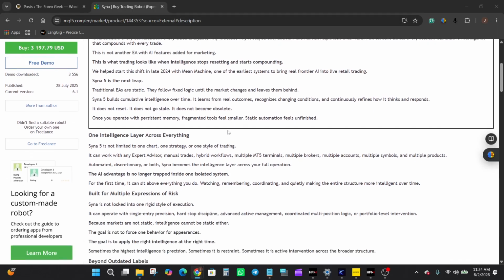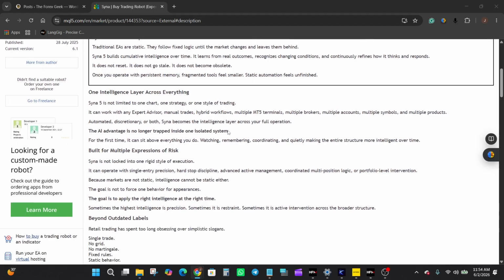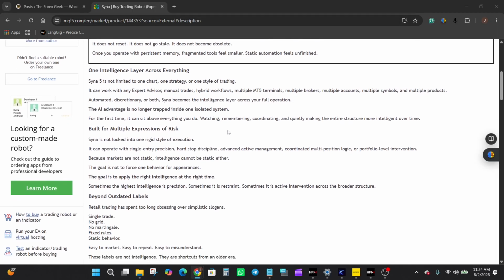Now, another important concept mentioned is portfolio level coordination. The system is described as being able to manage or observe multiple trading systems, or rather trading environments at once, including both automated and manual trading setups, and then feed insights back into the broader system.